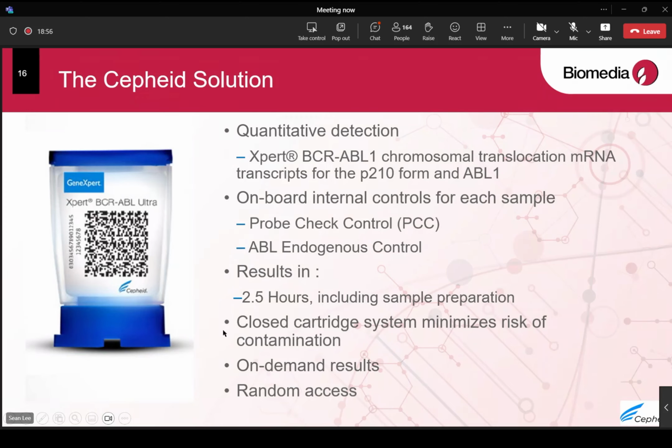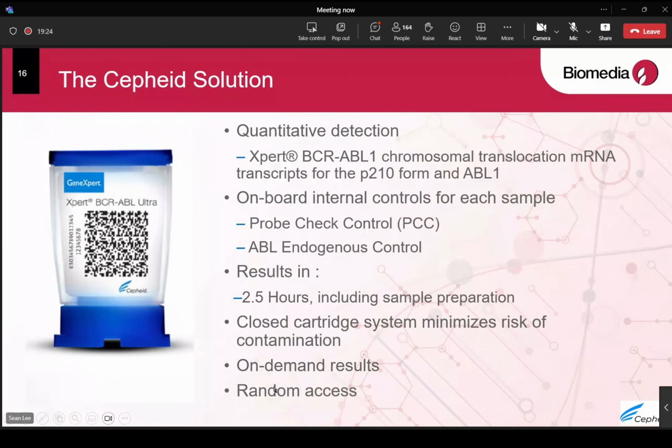This is a closed cartridge system. Once the cartridge is closed, it minimizes the risk of contamination, and it also minimizes the risk of infection to the lab staff. The GeneXpert system can give you on-demand results. When you get the samples, the lab staff can run them on that day, provided there is a free slot on the GeneXpert system.